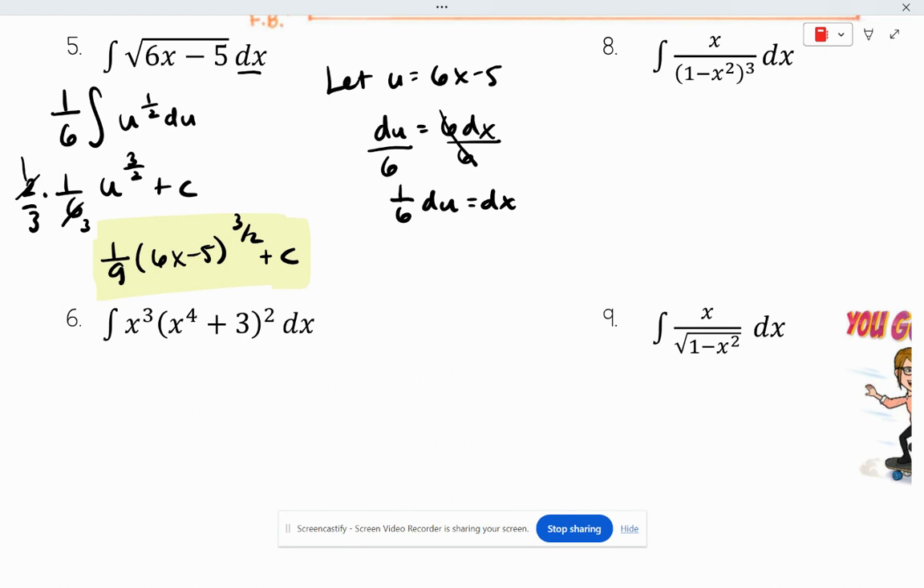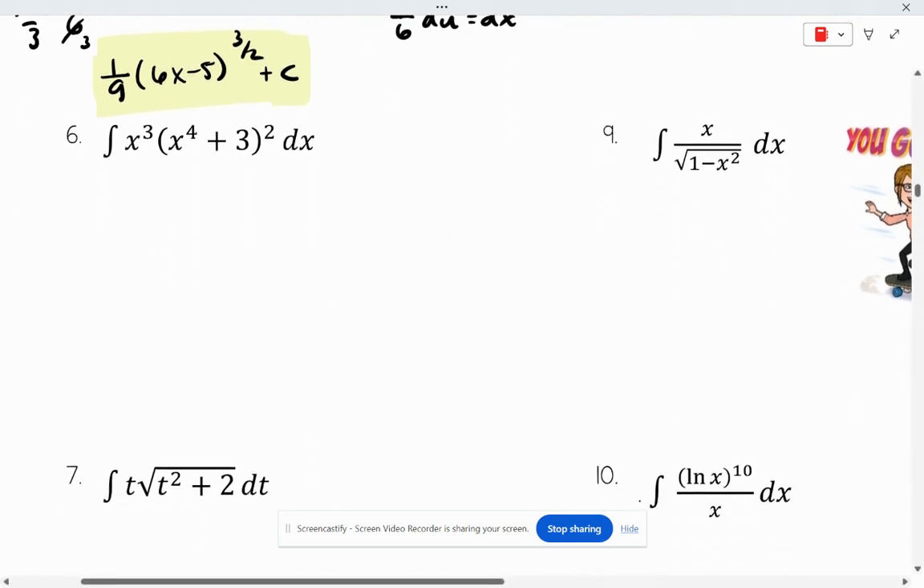All right. You guys ready to go on to 6? Clear inner function on 6. What is it?